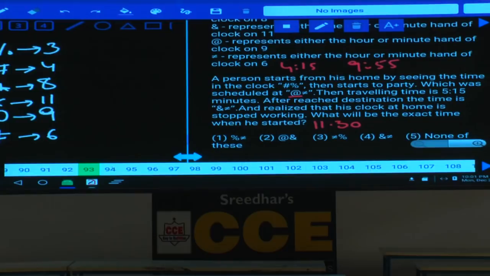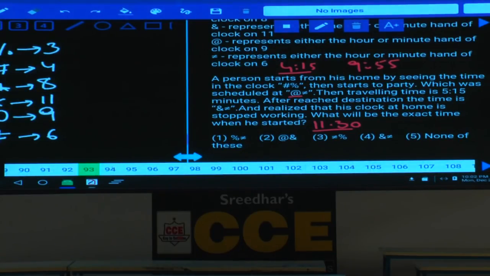Isn't it? 11:30. And he realized that his clock at home had stopped working. What will be the exact time when he started? Yes, tell me what is the answer here? Now a person starts at what time here? A person starts from his home by seeing the time at hash and percentage, now 4:15, isn't it? Now the time is 11:30. What is the question here? What will be the exact time he had started from his home? Yes, tell me what is the total time it has taken here? The total time is 5 hours 15 minutes.